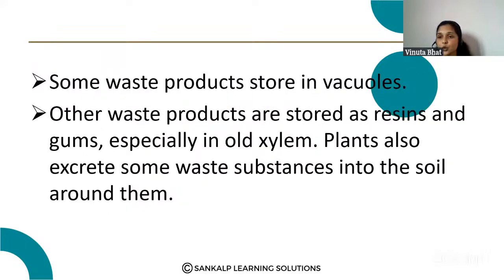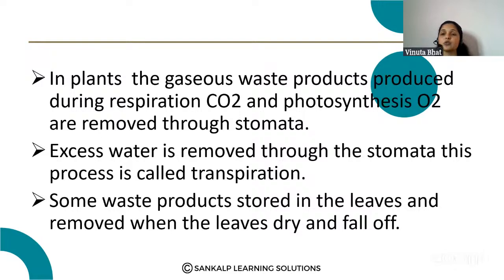They also store some waste products in the vacuoles. Other waste products like resins and gums are stored, especially in the old xylem. Plants also excrete some waste substances into the soil around them. So they excrete through the soil also, meaning the waste products are released to the soil through the part of the plant which is connected to the soil. Okay, so these are the different methods which are used by the plants to get rid of the waste products.